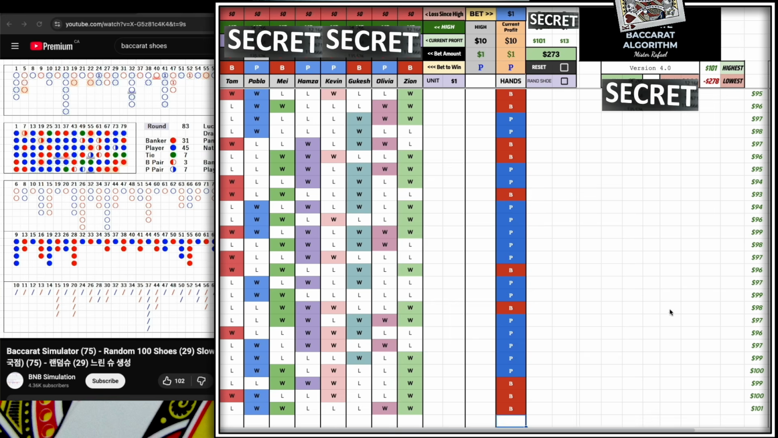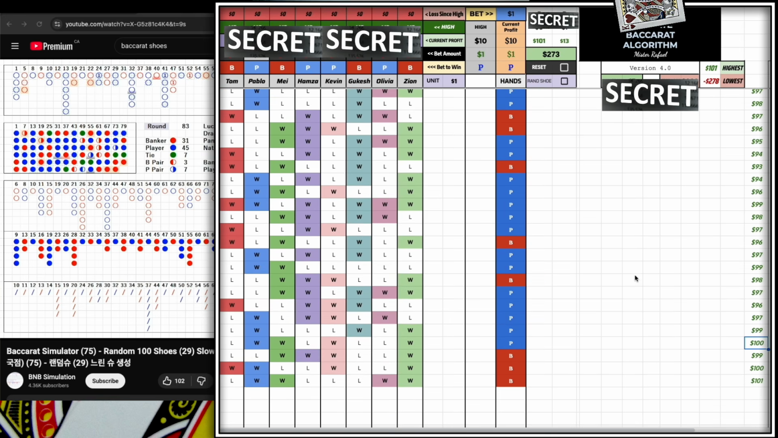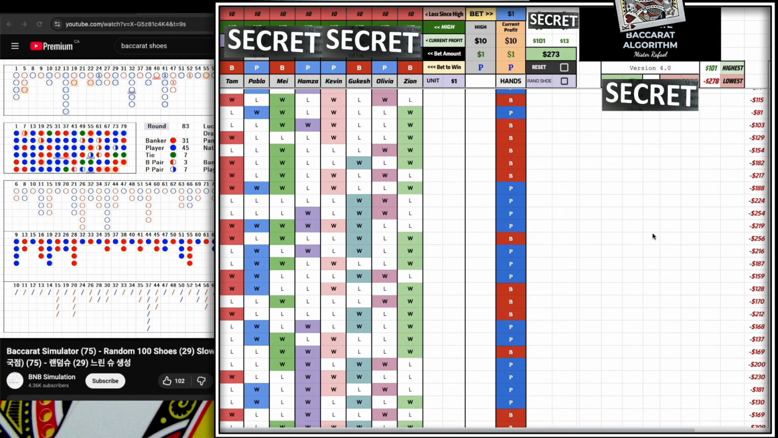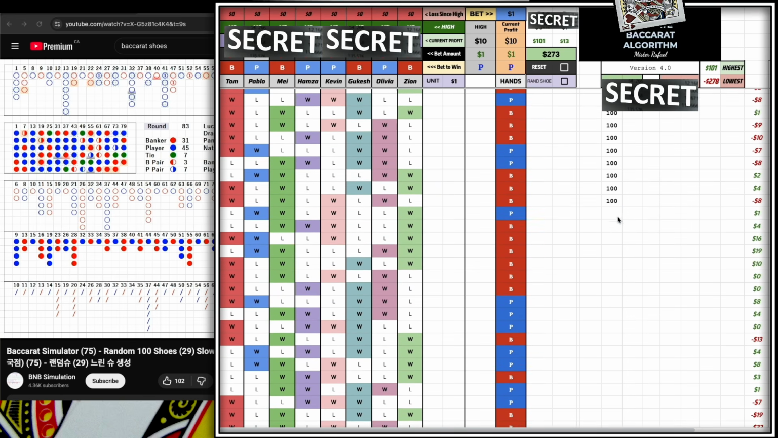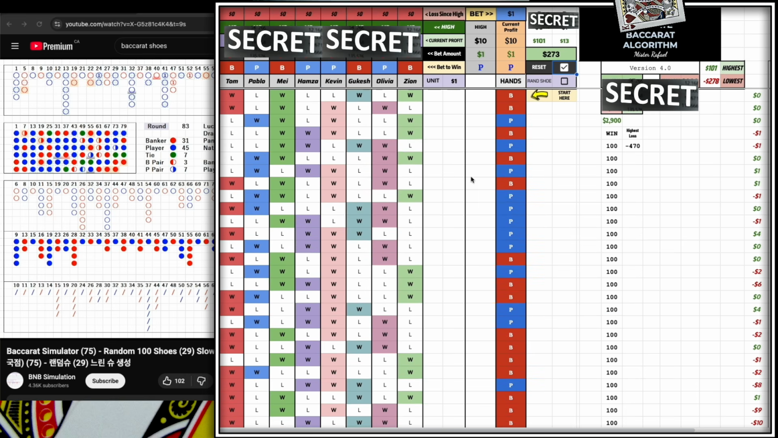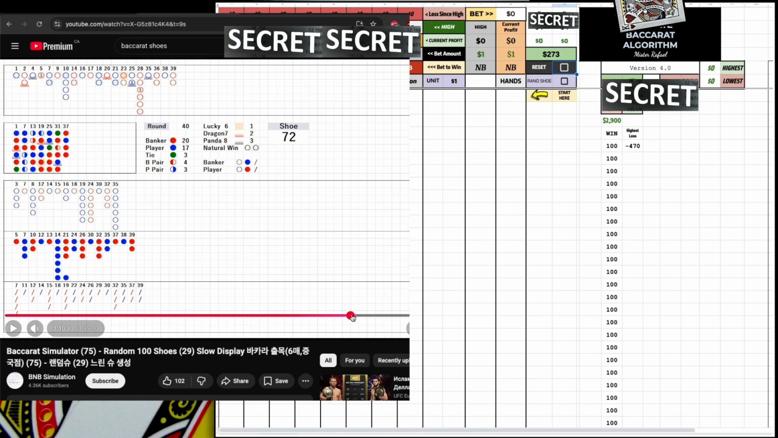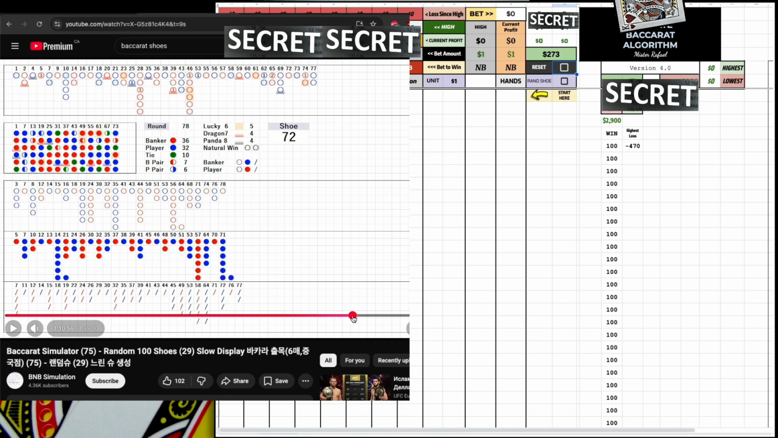And it looks like we hit our win goal right over here. Beautiful. So the biggest drawdown stayed at minus 278. No need to update. 3 shoes were needed here. All right. Let's add another $100 to the bank. Okay, clear. Let's move on to shoe 72. Here we go, shoe 72.